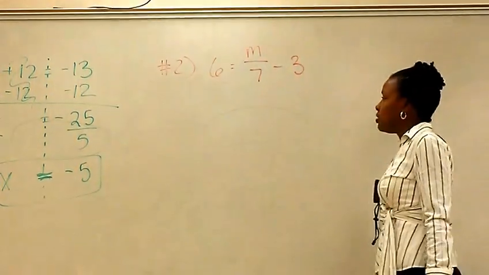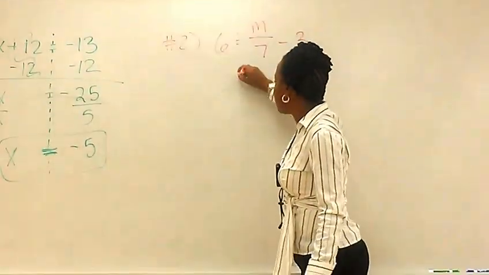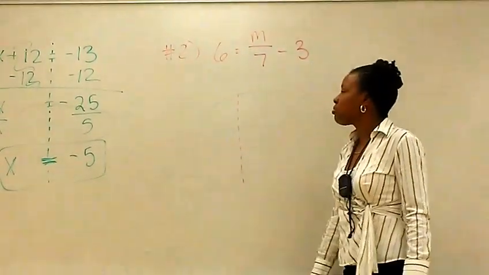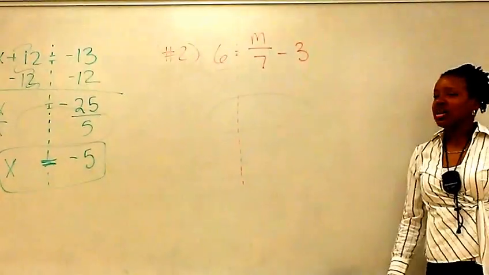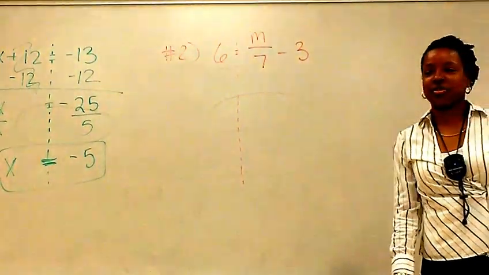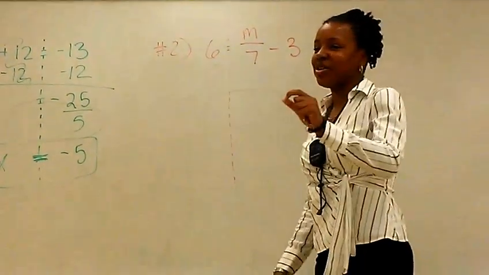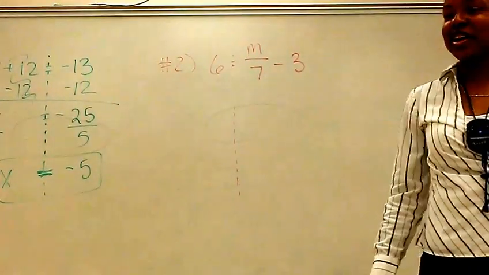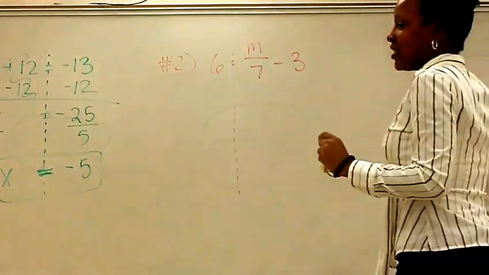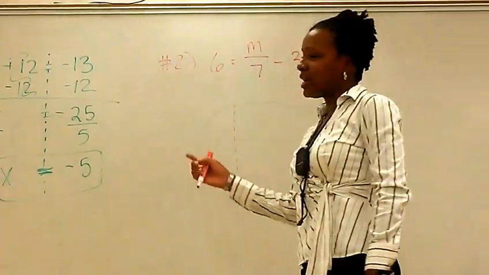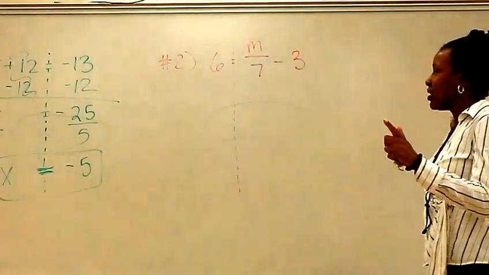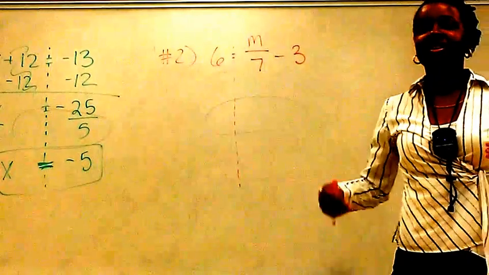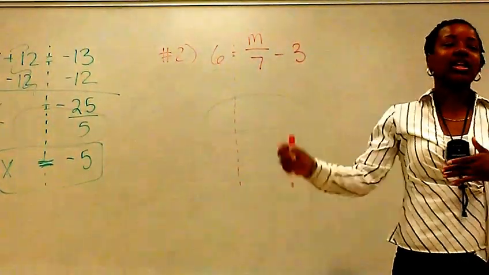Now, again, you start off the same. Draw your boundaries. Now you ask yourself a question. What did they do to the variable, Emerson? They divided by, and then, what did they do? You're supposed to tell me. Oh, they divided by 7 and then subtracted by 3. Good. They divided by 7, then they subtracted 3.